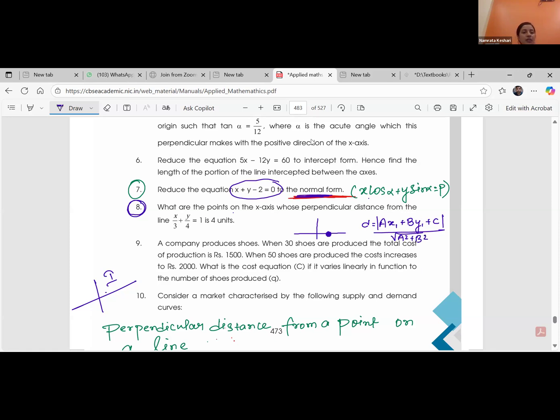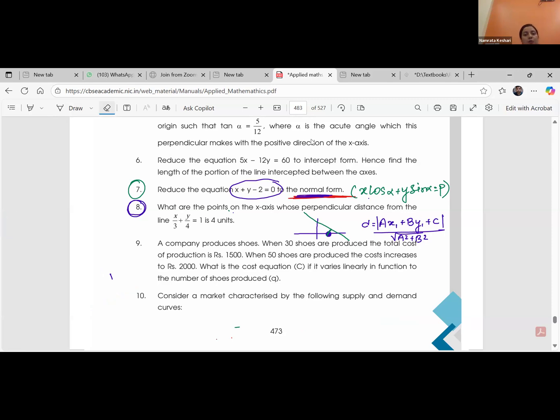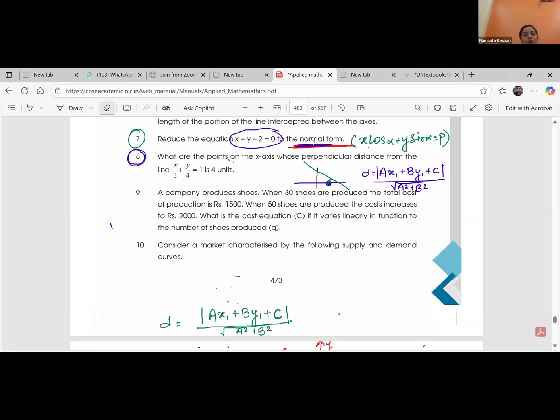Now in this question number 8, it says: what are the points on the x-axis? That means what are the coordinates of the point on the x-axis whose perpendicular distance is given? That means there is a line, and from this point we are dropping the perpendicular on the line. You have to find the coordinates of this point which lies on the x-axis. Here the linear equation is given as x by 3 plus y by 4 is equal to 1 and the distance is given as 4 units. Let me explain it properly. You will be able to work on this question by yourself.